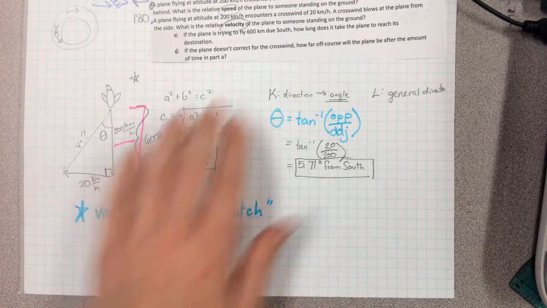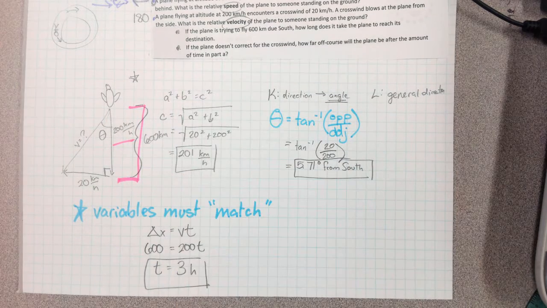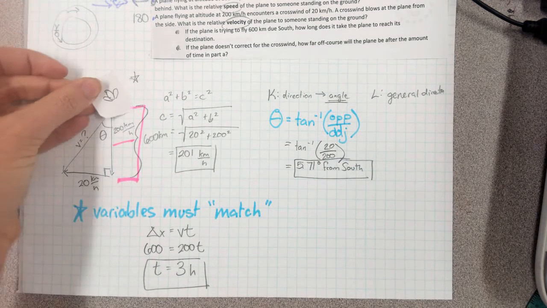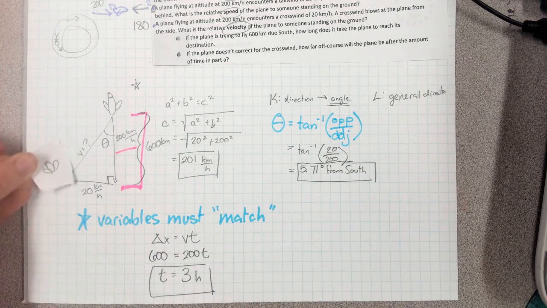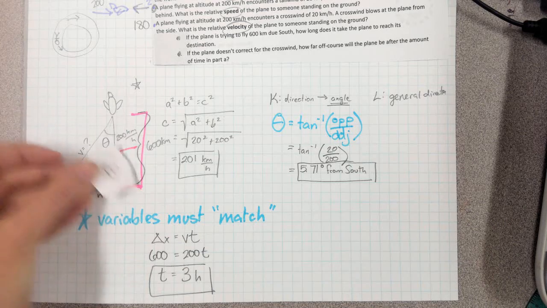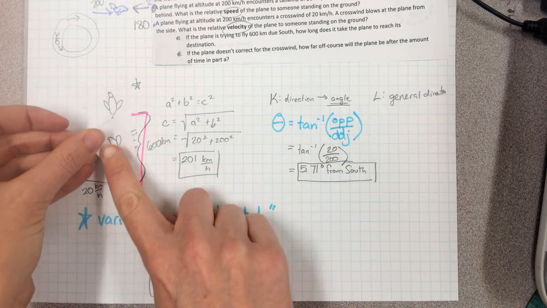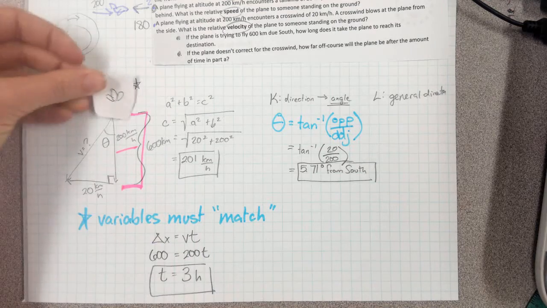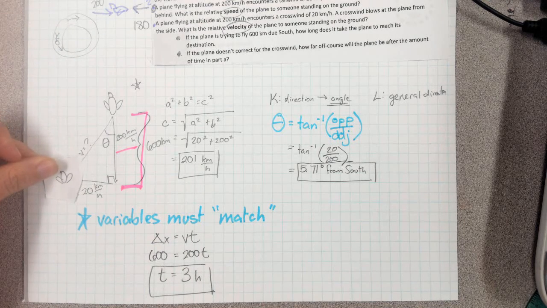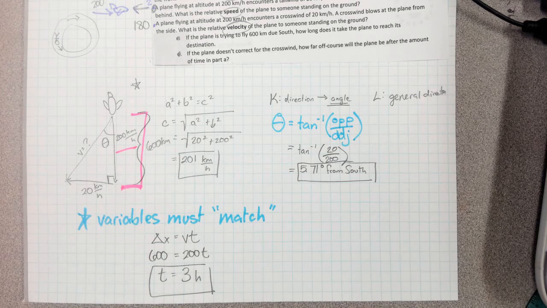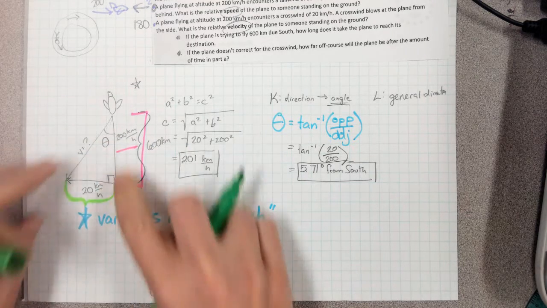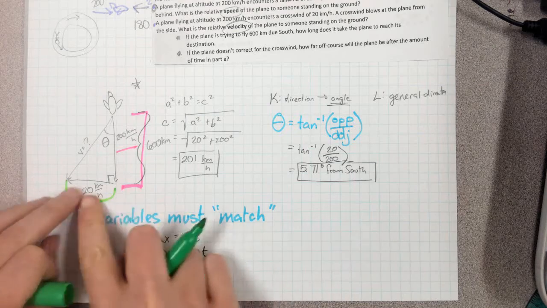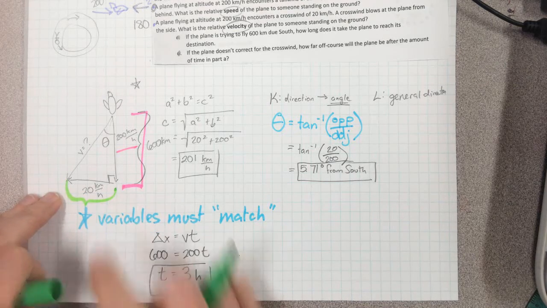And then if the plane doesn't correct for the crosswind, and by correcting for the crosswind, that means it flies into the wind a little bit, so that instead of being pushed sideways, as it's flying this way, it's always pushed back, so it goes straight down. If it doesn't correct for the crosswind, that means it gets pushed this way. How far off course will the plane be in the amount of time of part A? So by the time it gets here, how far this way will it be?